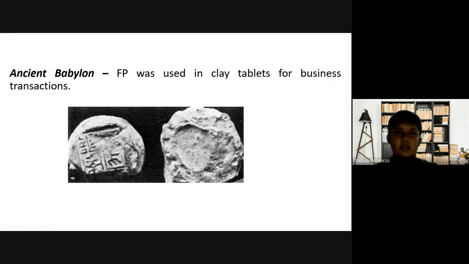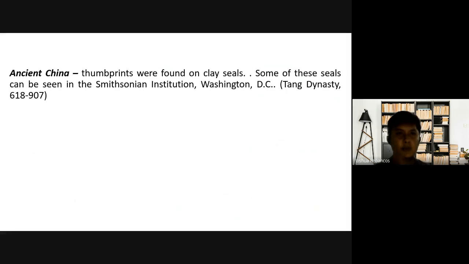And then naman tayo sa ancient Babylon. Ito yung itsura sa ancient Babylon using clay tablets. So, parang parehas lang dun sa first picture. Pero actually, the same lang talaga siya. In ancient China, thumbprints were found on clay seals. Some of these seals can be seen in the Smithsonian Institution, Washington, D.C., during the Tang Dynasty, 618 to 907. So, ancient China, gumagamit sila ng clay seals. Mapansin niyo, puro clay ang nagagamit ko.